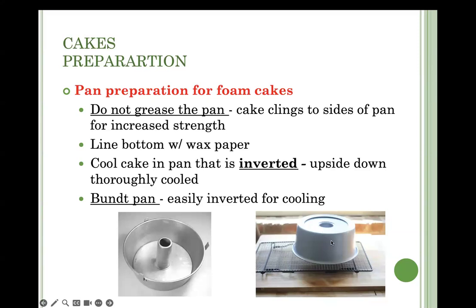Because we have that big temperature difference between the oven and the room temperature, you don't want it to shrink. Putting it upside down would use its own weight to stretch out those gluten strands so it remains nice and high. After it's cooled completely, inverted or upside down, you go in there with a knife and then you flip it upside down again and you have something that's nice and high. This is your bundt pan.